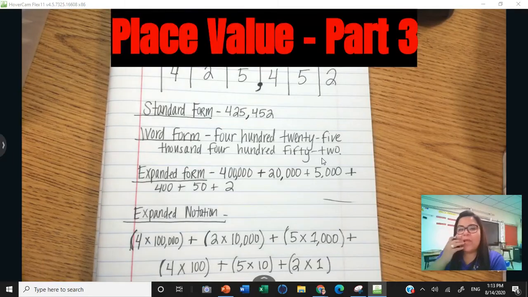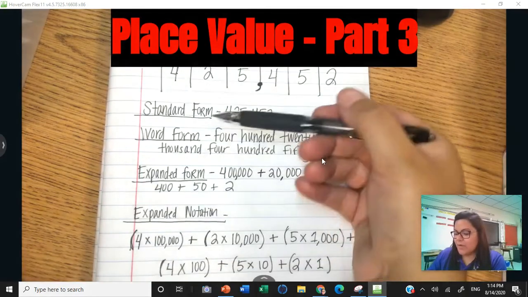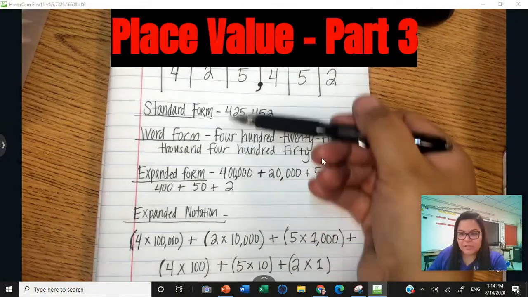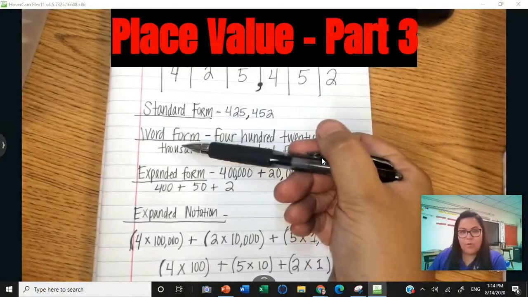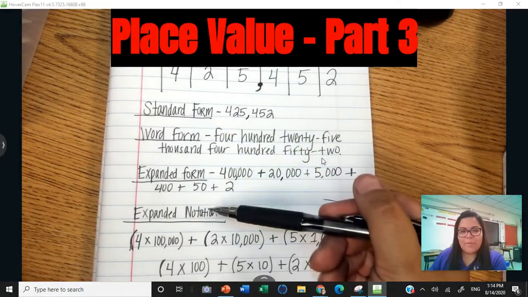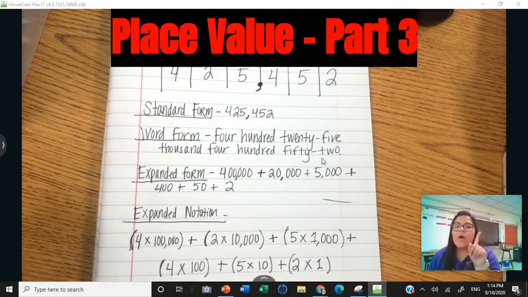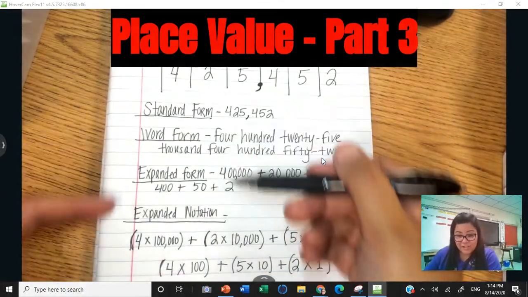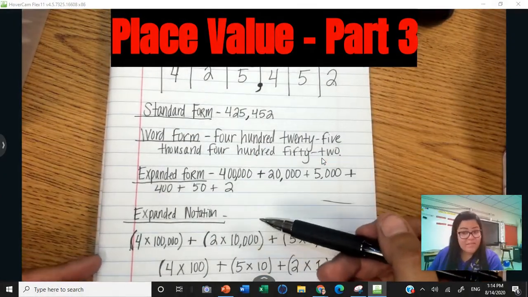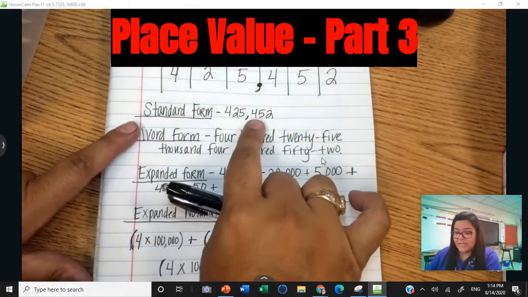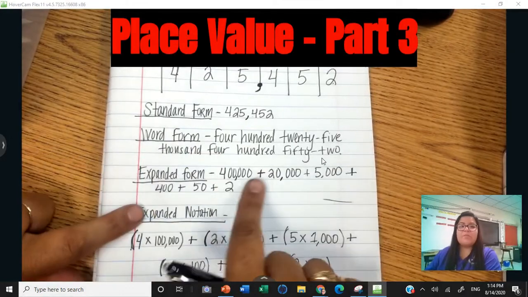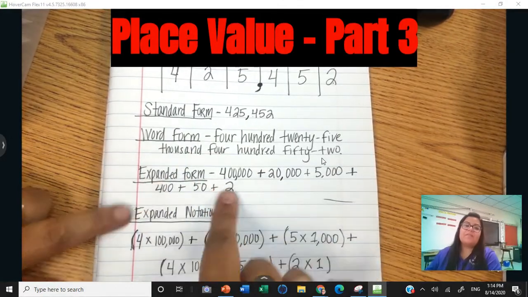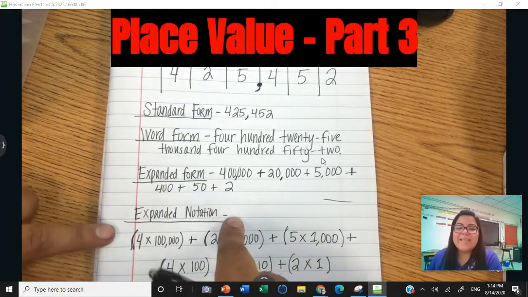All right, now the last thing I want to do, we have talked about 4 different types of representations: standard form, word form, expanded form, and expanded notation. I have one more representation. These are all representations. That's all that is. It's a big fancy word. This is the representation of standard form, the representation in word form, the representation in expanded form. This is the representation in expanded notation.